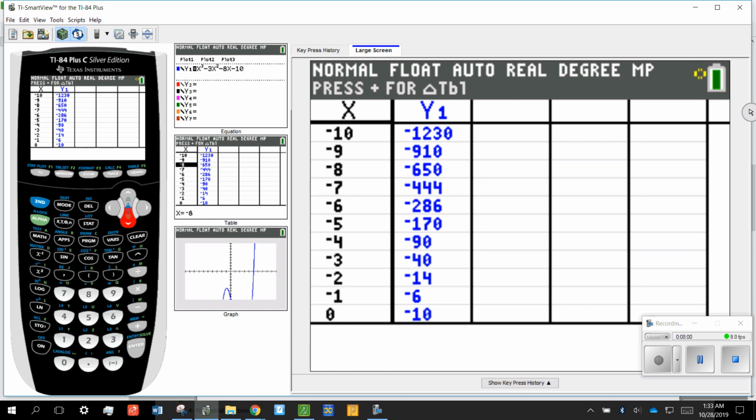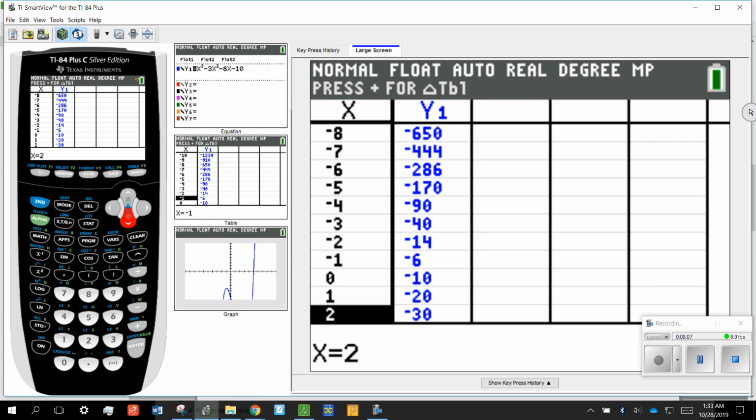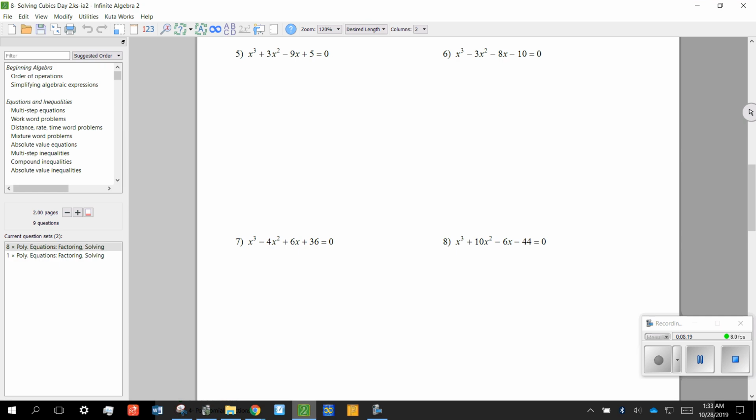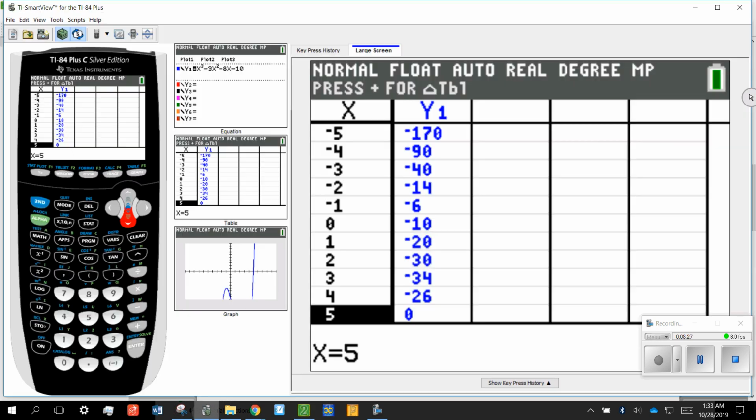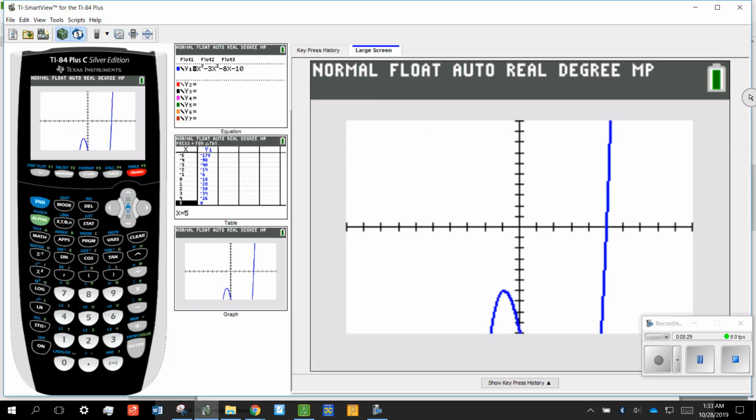Down, down, down, down, down. Oh, come on. When I get to 5, hopefully I see 0. There we go, 5, 0. So x equals 5 is a 0. Hence, the y value is 0. So I can go back over here with the knowledge that x equals 5 is one of my solutions for x.